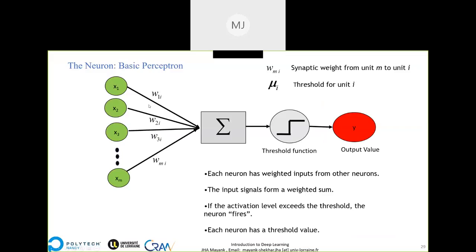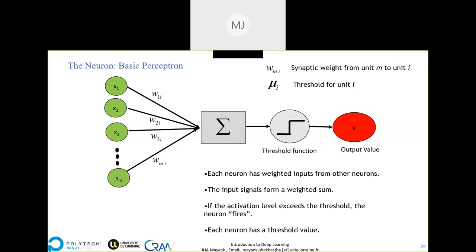Let's talk about the basic perceptron that was initially proposed during the 1960s, I guess. So the basic perceptron looks like this. We have input data. I'm going to go a little fast here because these are very basics, and I guess many of you are already aware of it.